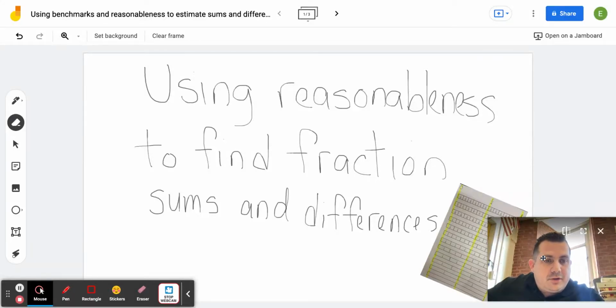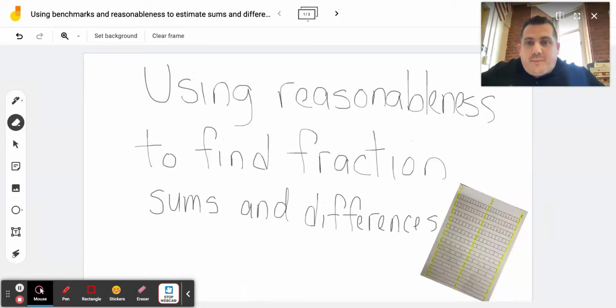Okay, this is going to be a quick video going over how to use reasonableness to find fraction sums and differences. This is the model that we went over in class just before. So here it is if you just need to rewatch it again.